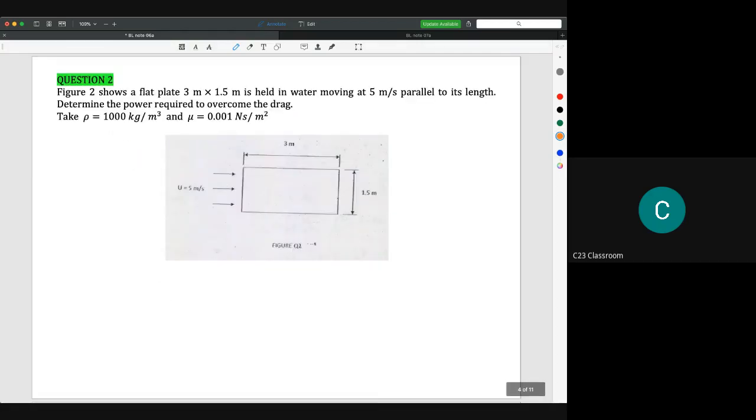So let's see another question. Figure 2 shows a flat plate 3 meters length times 1.5 meters wide, moving at 5 meters per second parallel to its length. Determine the power required to overcome the drag. So now in this question, they asked to calculate the power. We could take rho as 1000 kilogram per meter cube and mu as 0.001.